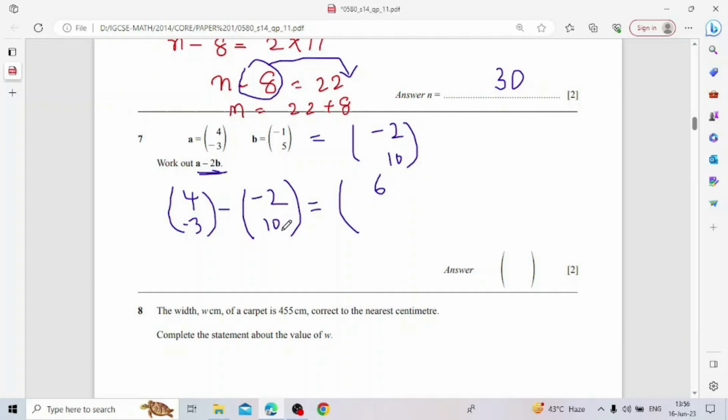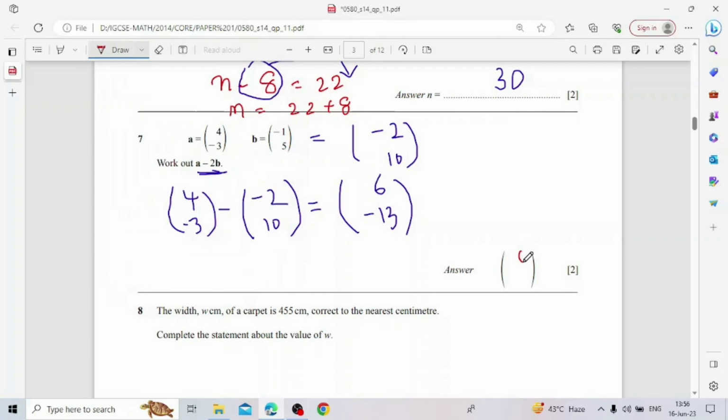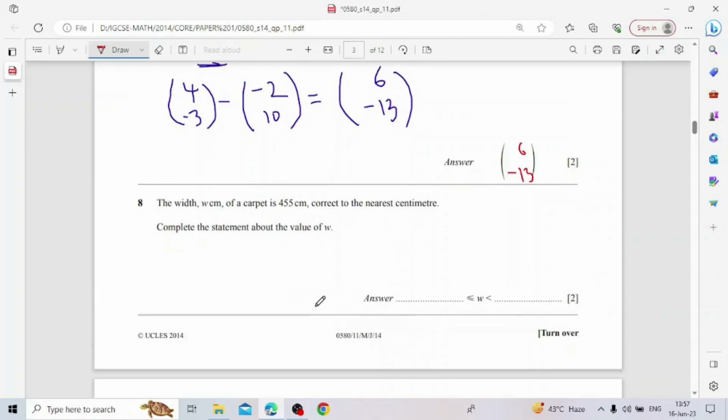-3 minus 10. Both are negative, so you have to add them, but you have to use a negative sign. So it is -13. This is the answer. So what should we write there? Answer is 6, -13. Done. Now, question number 8.